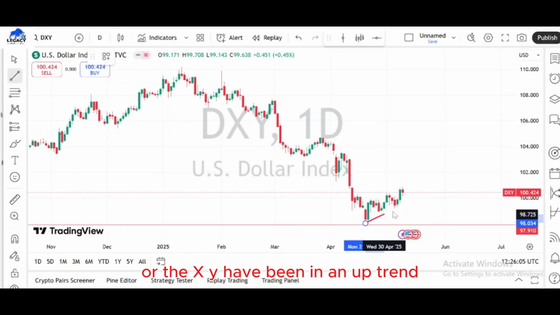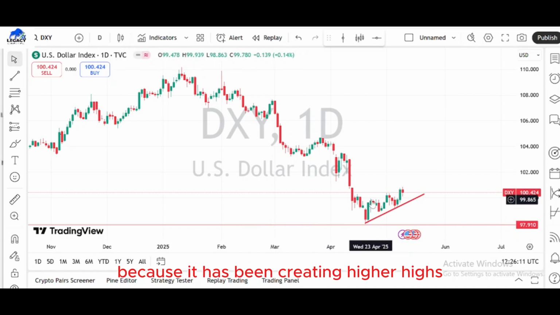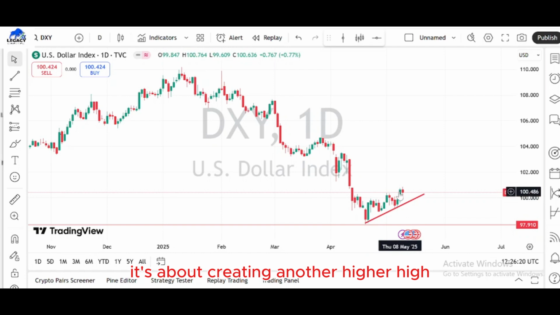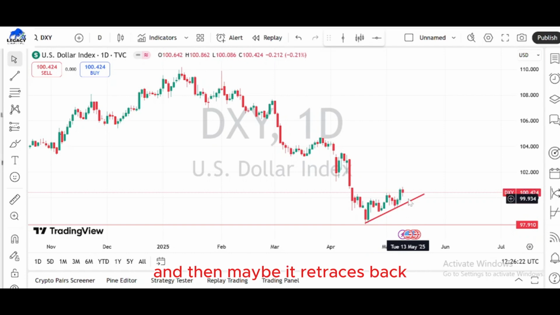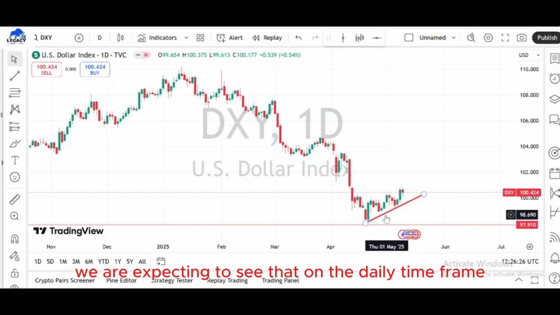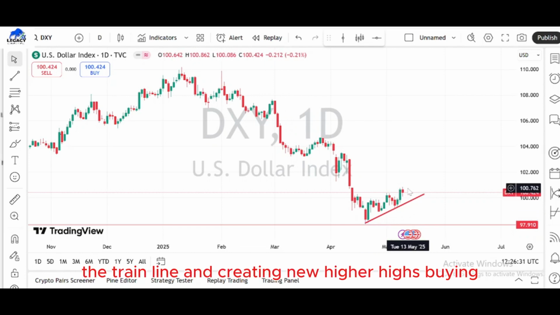DXY has been in an uptrend. We can ascertain that it has been in an uptrend because it has been creating higher highs, lower highs, higher highs, lower highs. It's about creating another higher high, and then maybe it retraces back. So maybe we are expecting to see that on the daily time frame, DXY follows the trend line and creates new higher highs, buying.